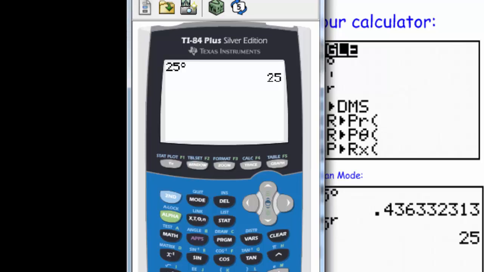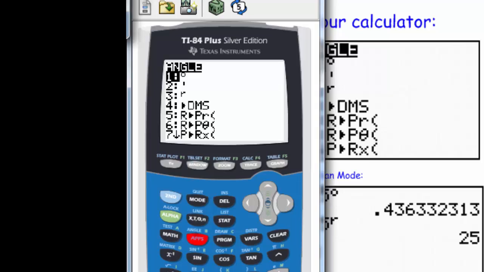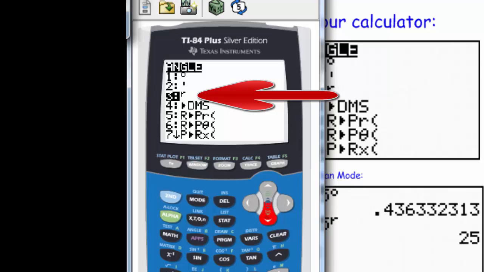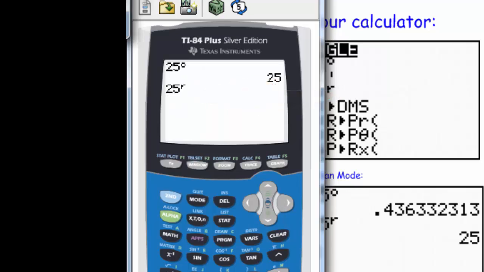But I can also ask for 25 radians, and I do that by going back into the angle menu, second, apps, and our third option there is a little r, which means radians. I'll choose that. And if I ask for 25 radians while I'm in degree mode, I'll get an answer of 1,432 degrees. Since there are about 6 radians around a circle, and 25 is a little bit more than 4 times that, if I take 360 and multiply it by 4, I should get a number close to 1432.